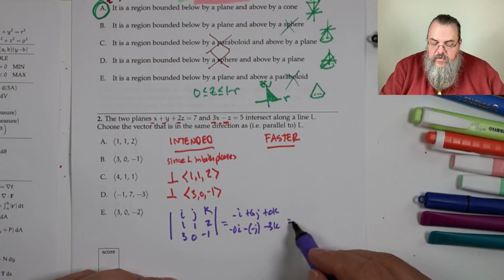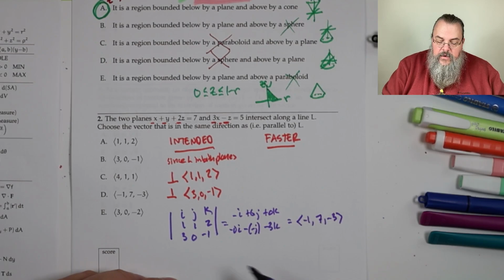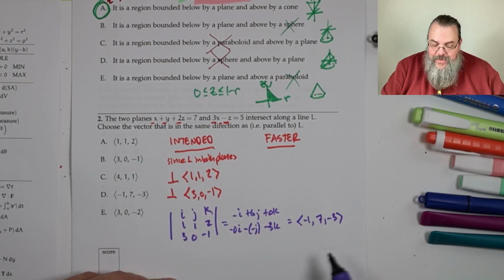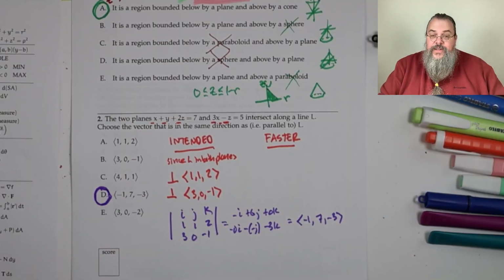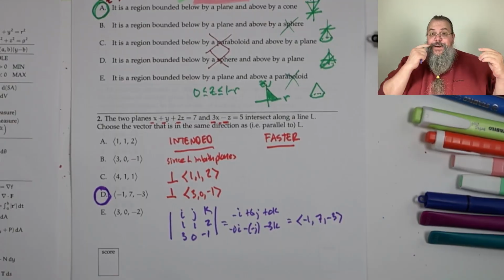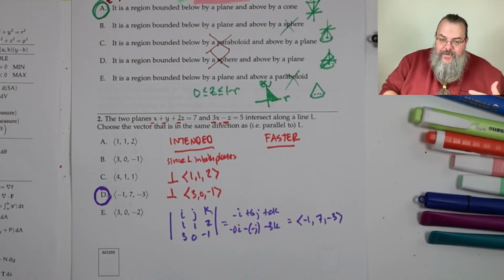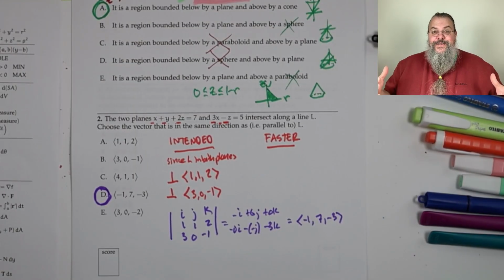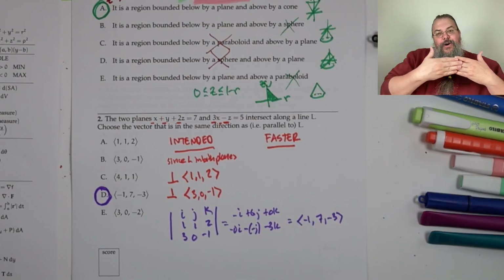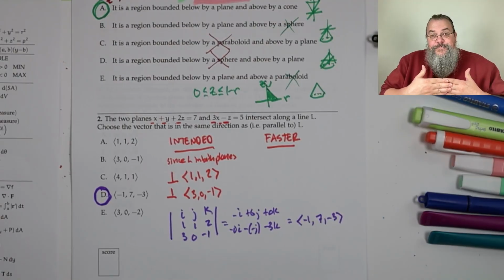And so what does that give us? Well, it gives us minus 1, 7, minus 3. And we're like, okay, do any of these vectors look like minus 1, 7, minus 3? And we're like, wow, that's the answer, D. Done. Now, the reason I say this was the intended way to do this is because this is the way you would do it if it wasn't multiple choice. But it is multiple choice. And sometimes you can say, oh, I can do something different.